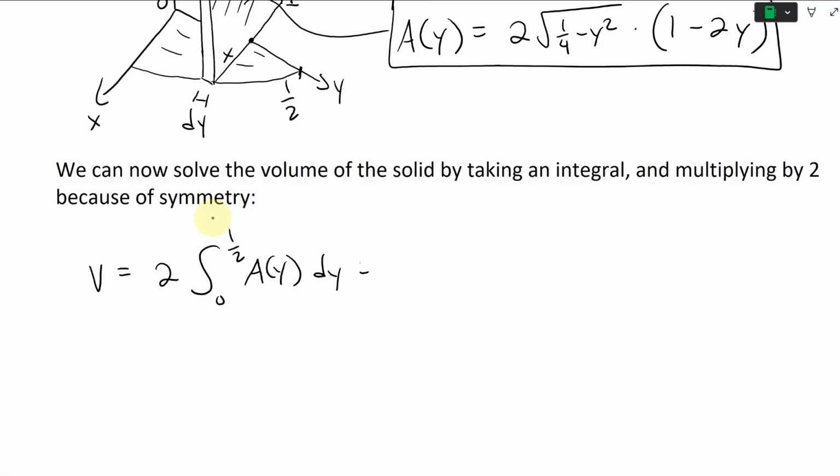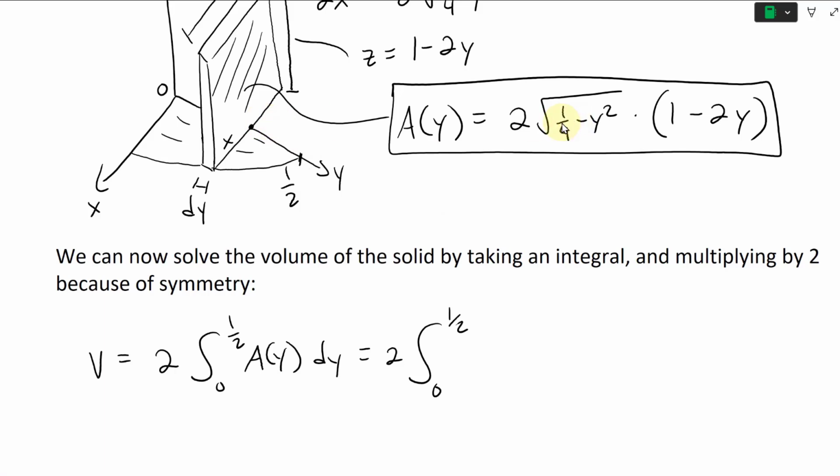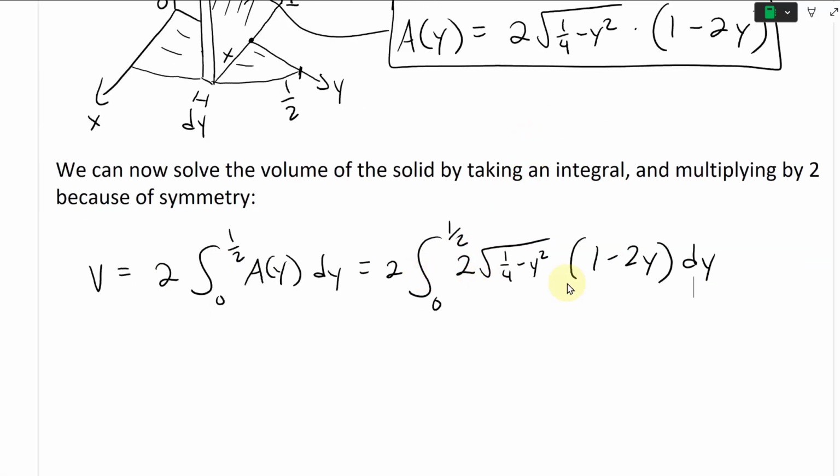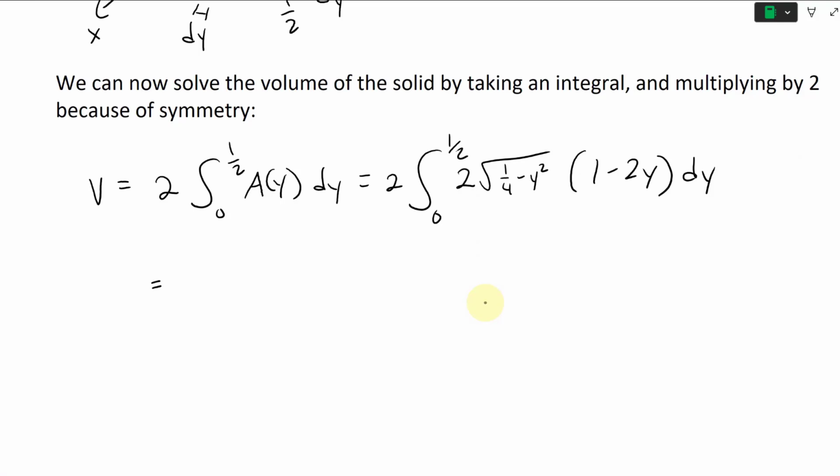So this is going to equal 2 times the integral from 0 to 1/2 of 2 times the square root of 1 over 4 minus y squared, and now we have a 1 minus 2y, dy. Now we can multiply this inside, so we'll have two integrals. 2 times 2 is just 4. So 4 times the integral from 0 to 1/2, and this one is multiplied by 1, so it's just the square root of 1 over 4 minus y squared dy. And now this one is multiplied by negative 2y.